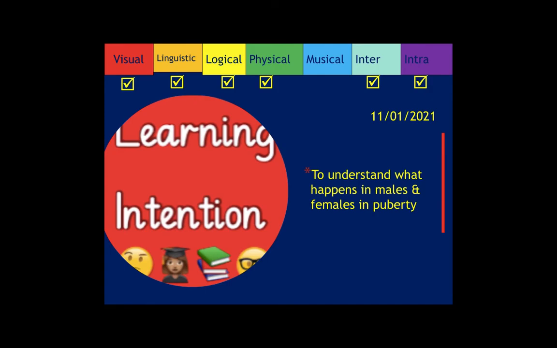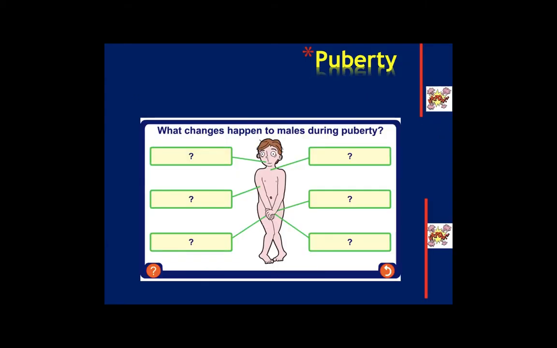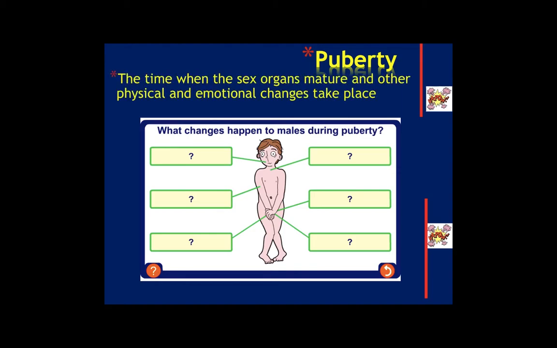So I would recommend that you maybe look at the puberty videos first, but if you don't want to, then that's fine. So the learning intention for today is to understand what happens in males and females in puberty. So unfortunately these won't work because of it being a Mac program. So first and foremost, puberty is the time when the sex organs mature and other physical and emotional changes take place. So you guys are living this at the moment.